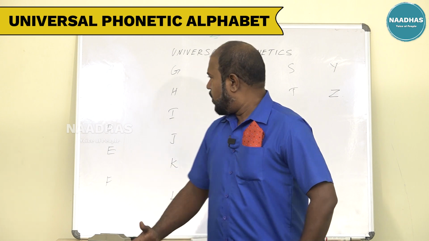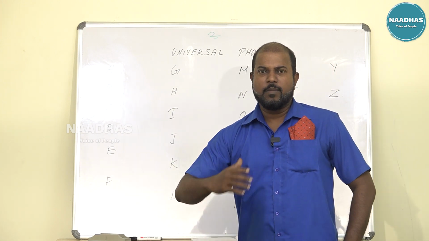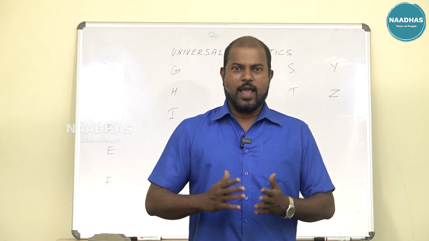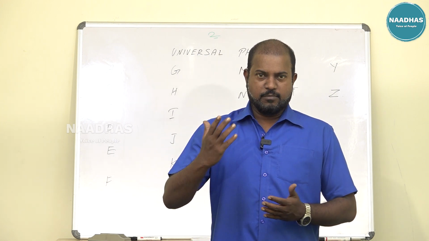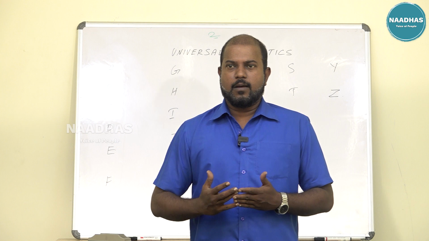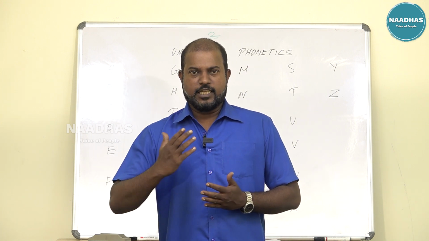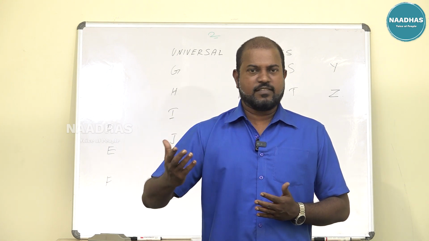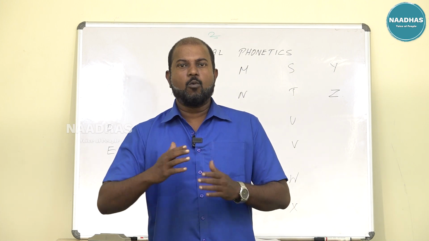Though we have the same 26 letters, what do we mean by universal phonetics? In our school days, we have already learned A for apple, B for boy, and in some schools we were taught B for ball, and C for cat, and D for dog, or D for Danny, something like that. It depends on the school and the place where we stay.